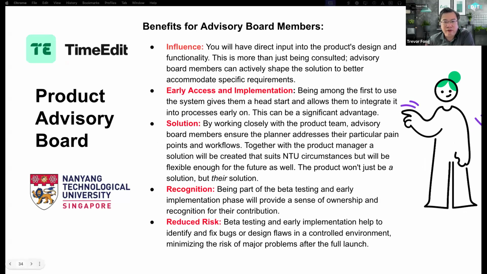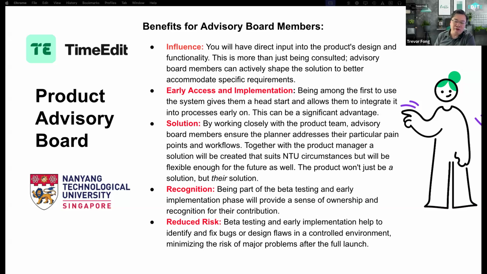So you're able to actually have a direct input into the product design and functionality. So it's not just a consultation where you're telling us, okay, this is what I need, but we're taking heed of how you need it. And then, of course, the product manager can actually help you to shape that as we develop it. You also have early access and implementation, because you have the advantage of seeing how it will work at the early stage. The third one is that by working with the product team, the advisory board members will also ensure that the planner addresses their particular pain points.